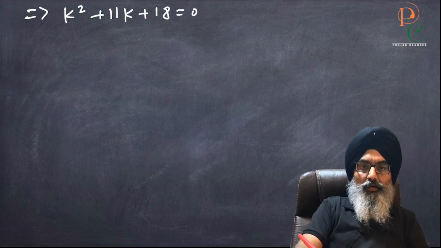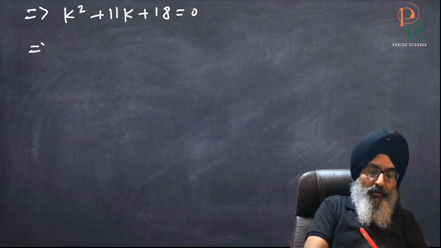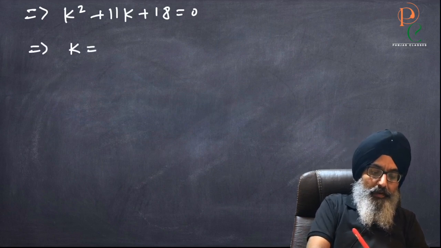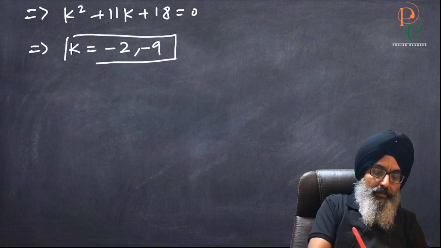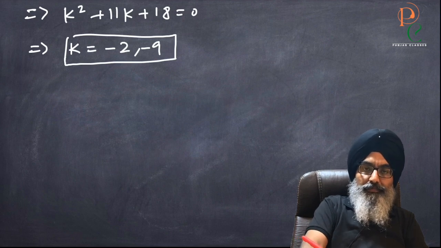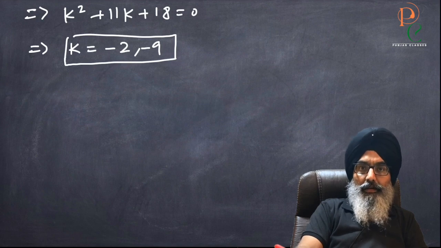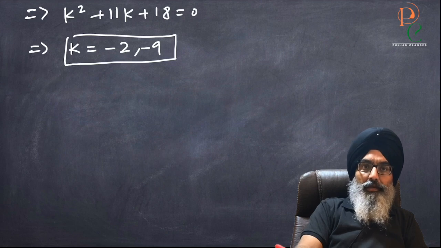Now this is a quadratic equation in k which can be solved using the factorization method or the formula for roots. Solving for k, we obtain k as minus 2 and minus 9, which will be our required values of k. So we solved this question by simply applying that concept, that formula, that relation of the coefficients A1, B1, C1 and A2, B2, C2. The same question can be solved in yet another way.